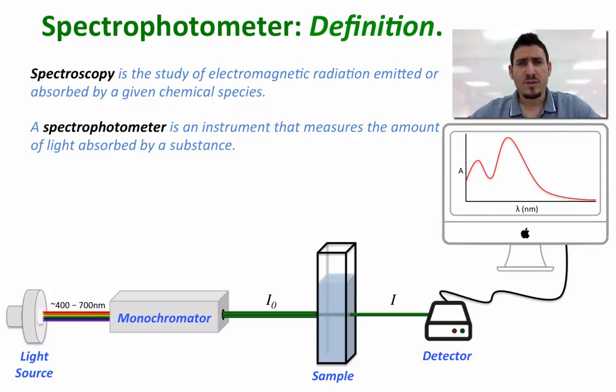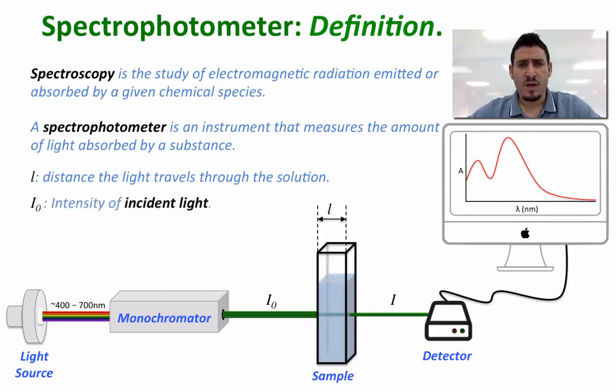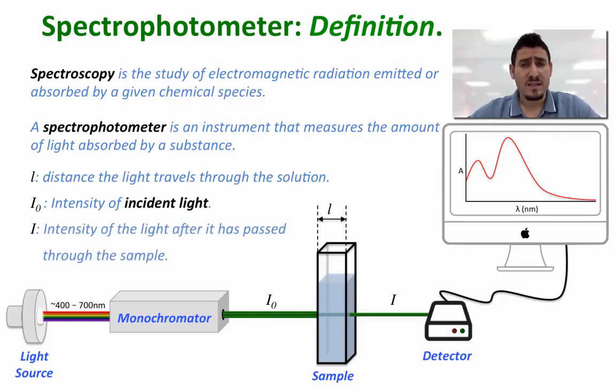Now things to take into consideration when we do this measurement is the length of the cuvette. So L is the distance the light travels through the solution. And also I0, which is the intensity of the incident light before hitting the sample. And finally I, which is the intensity of the light after it has passed through the sample. Now how can we use I0 and I?